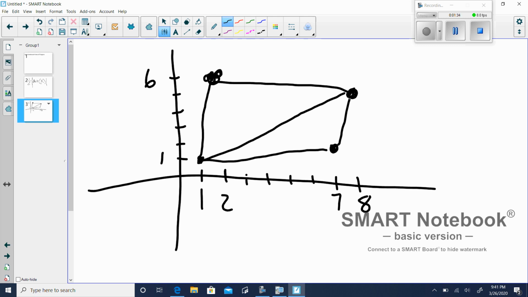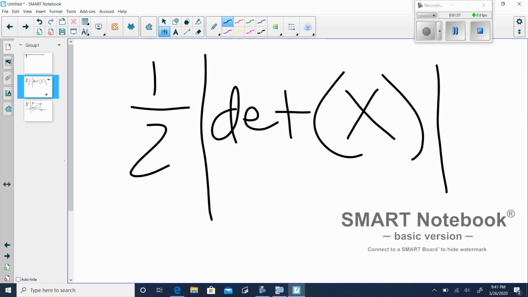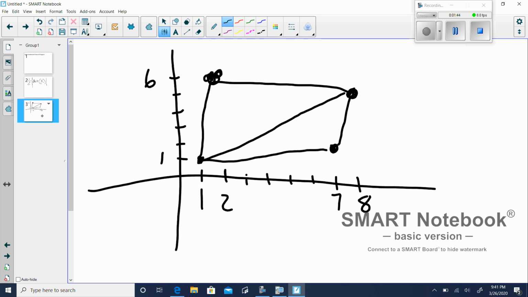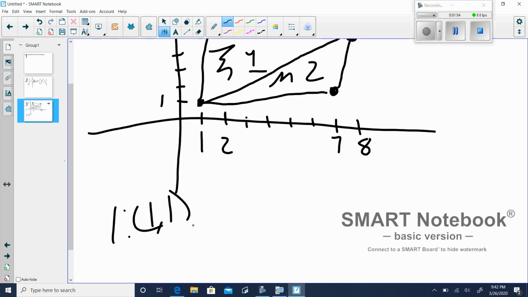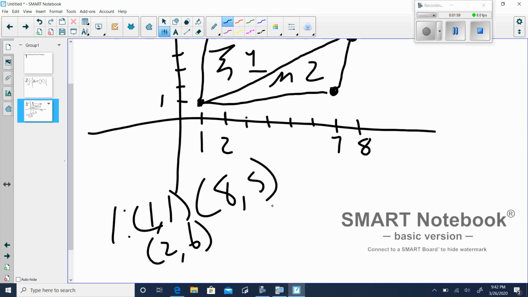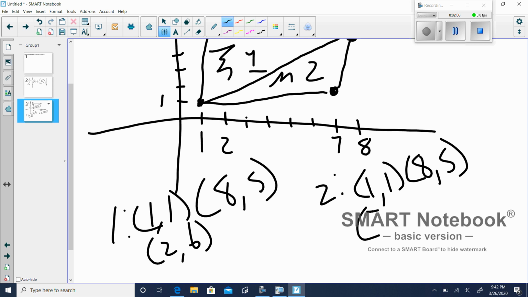We have two triangles. For this x, we need a matrix for each of these triangles. This is triangle 1, this is triangle 2. Triangle 1 has 1, 1; 2, 6; and 8, 5 as its points. Triangle 2 has 1, 1; 8, 5; and 7, 2.